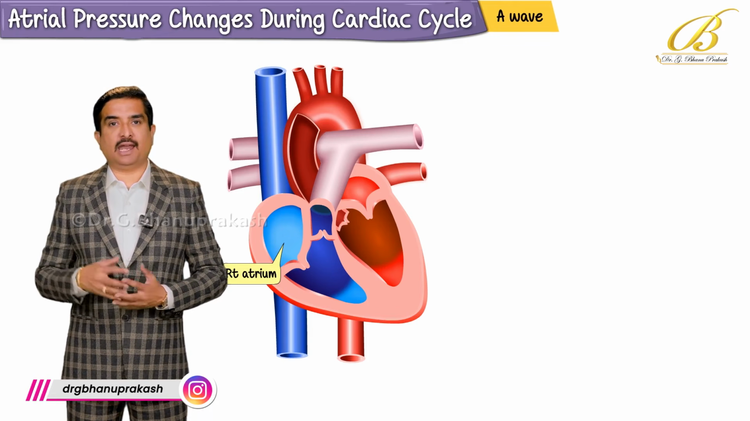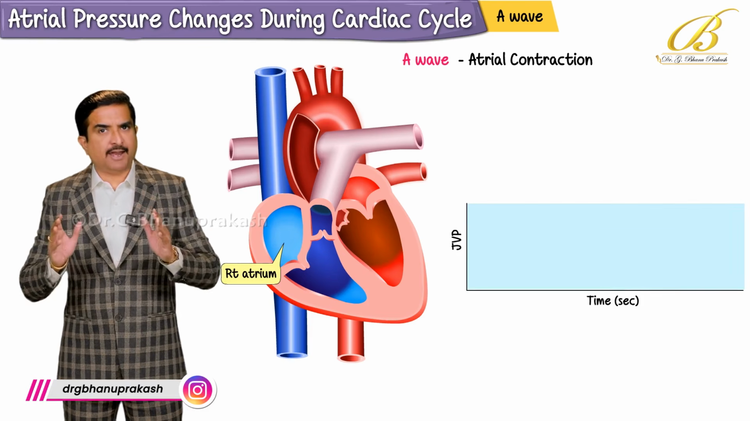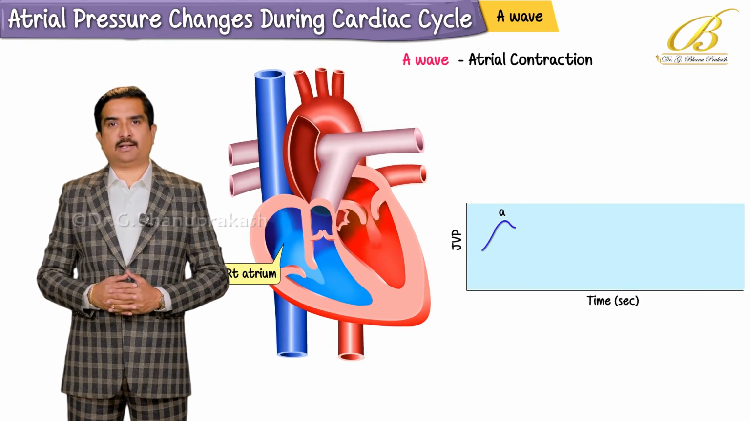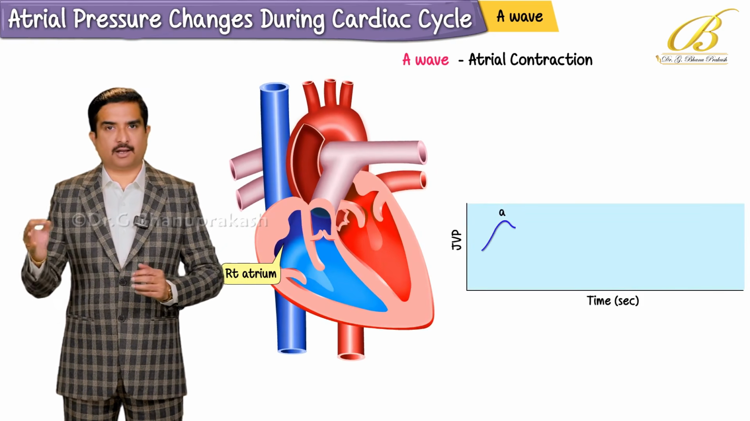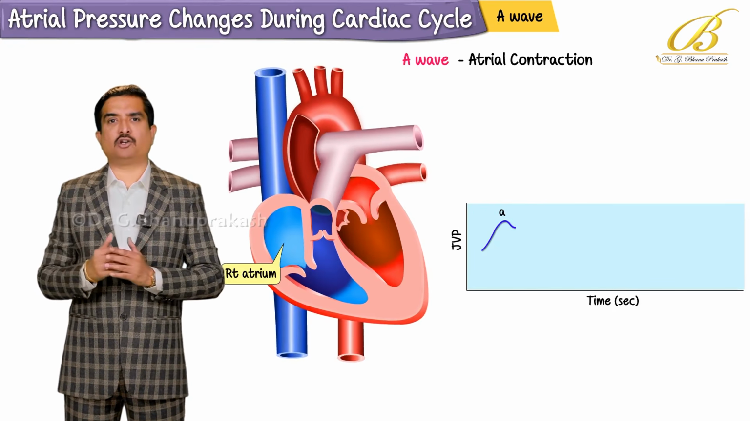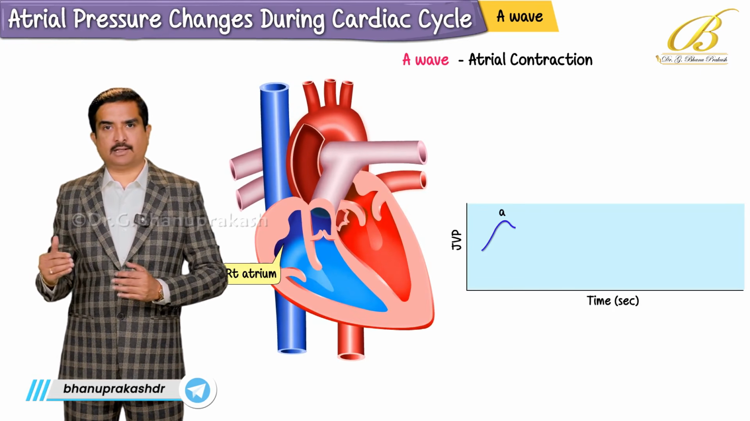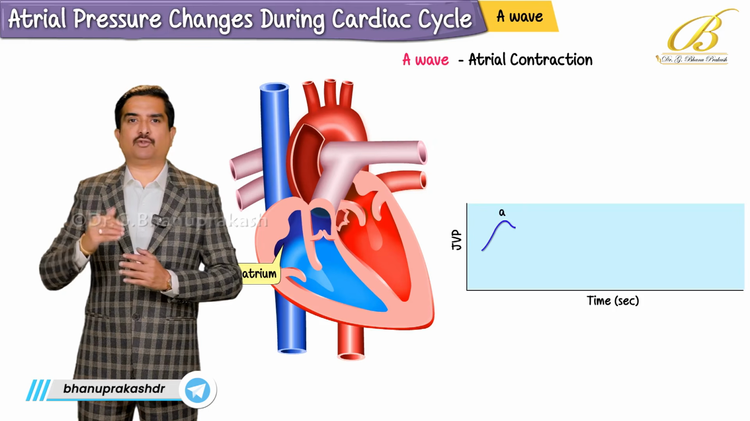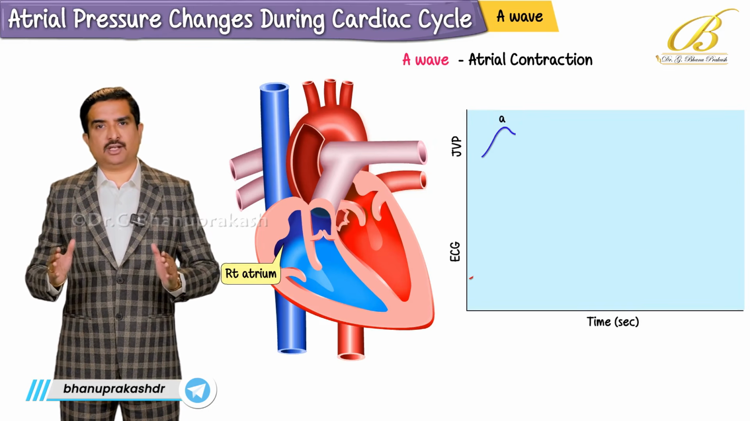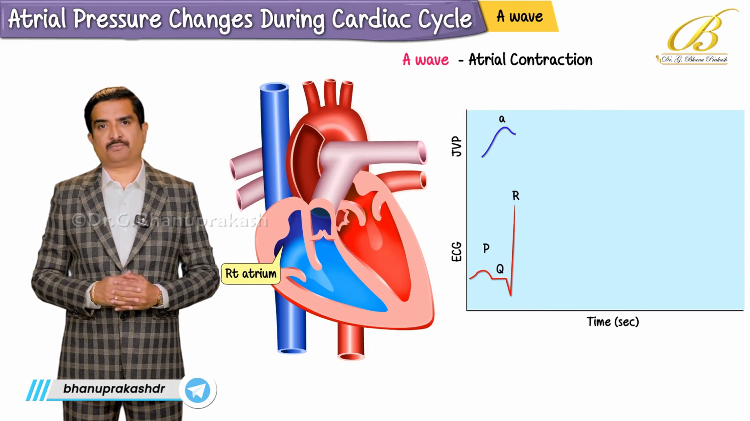First, we will begin with the A wave, which represents atrial contraction. The A wave is produced when the atria actively contract at the end of ventricular diastole. This contraction pushes the last portion of the blood, often known as the atrial kick, into the ventricles, slightly raising the atrial pressure during this period. On the ECG, this aligns with the P wave and the PR interval.